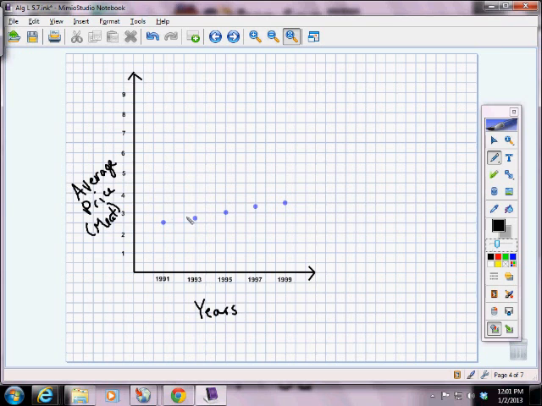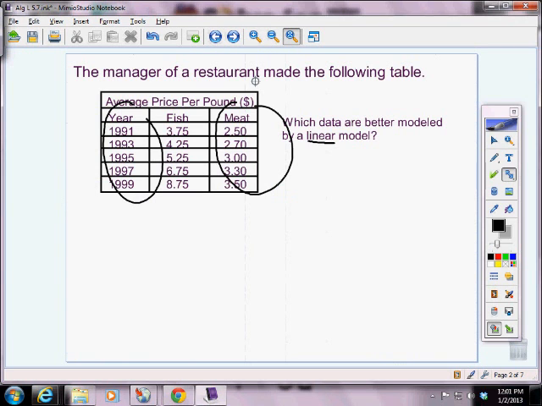Now, if you look at this data, although it's not perfectly on a line, it almost seems like this data is better represented by a linear model. I would expect the next point to be somewhere over here. There's not really a curve or anything to it. So if you look at this, it seems like the average price of meat is better represented by a linear model. Our line of best fit fits it better. So if it says which data are better modeled by the linear model, I'm going to go with the meat.